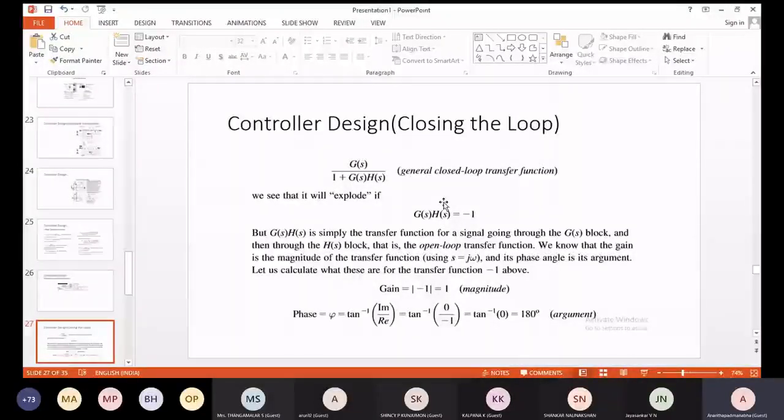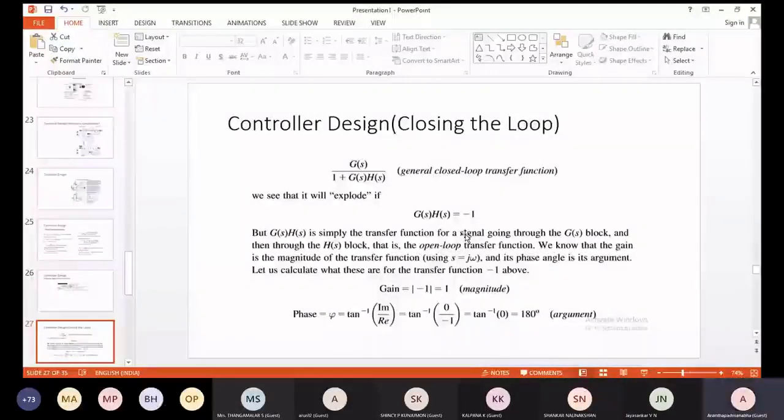I don't want its magnitude to be 1, and I don't want its phase to be 180 degrees. Why? Because usually minus means the vector is rotating by 180 degrees. So the gain becoming -1 means I don't want the argument to be 180 degrees, and I don't want the magnitude to be 1. If these two coincide, I am in danger. I want to avoid that at any cost.